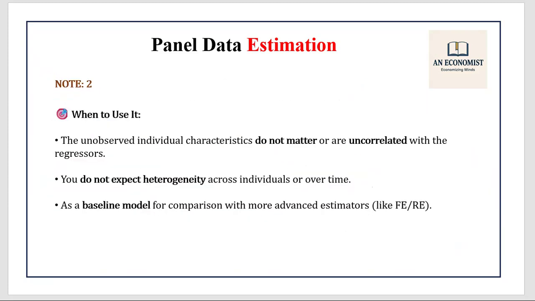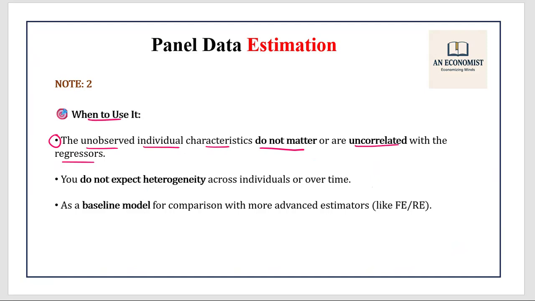Now, the second thing is when do you use this model? Why and when do you use this model? The usage is when the unobserved individual characteristics do not matter or are uncorrelated with the regressors. So this is the first use case. You use it when you see that the unobserved individual characteristics do not matter. In the previous video, I gave you this example: if you are taking factory workers, then innate ability, their inherent ability, will be one such individual-specific characteristic.